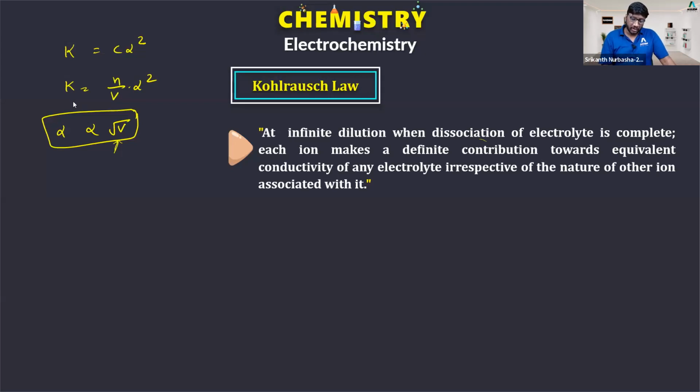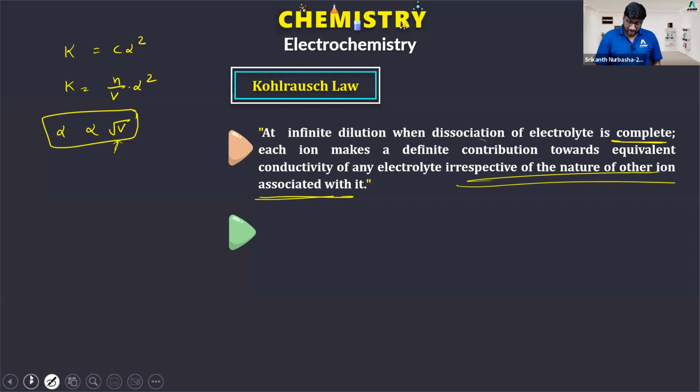At infinite dilution, when dissociation of the electrolyte is complete, each ion makes a definite contribution. You don't need to think, sir, there are undissociated molecules also, right? No, because infinite dilution means all the molecules have been dissociated. Each ion makes a definite contribution towards the equivalent conductivity of the electrolyte, irrespective of the nature of the ion associated with it. So even though you take acetic acid, a weak electrolyte, at infinite dilution the equivalent conductivity of acetic acid is the sum of the equivalent conductivities of both the cation as well as the anion. So that will be your formula.